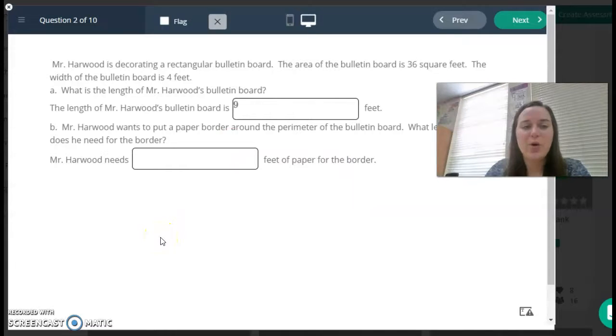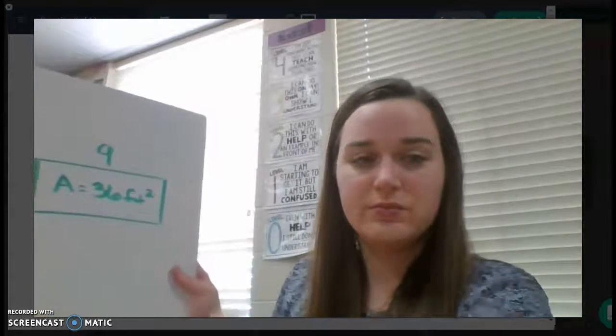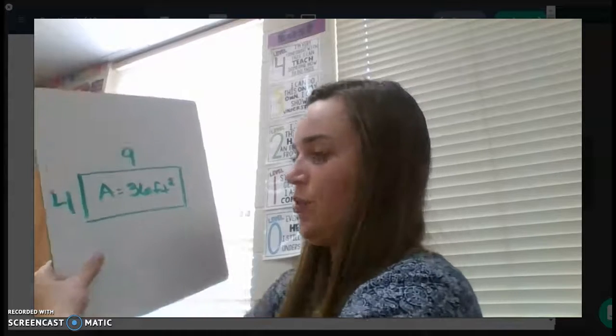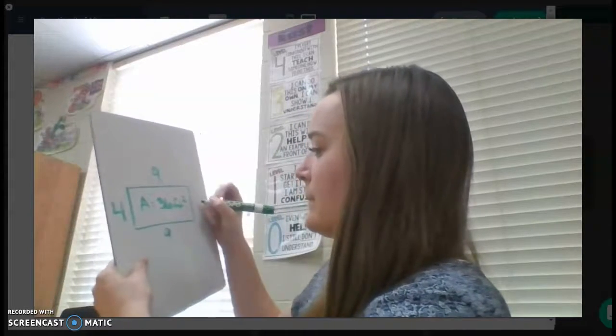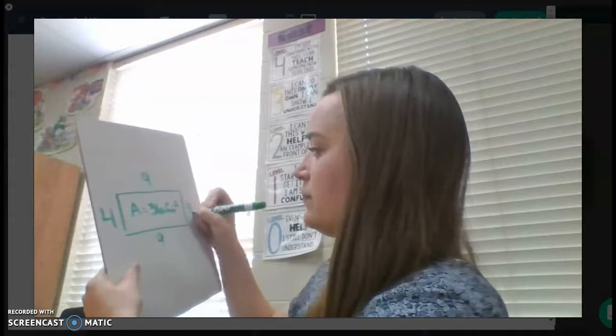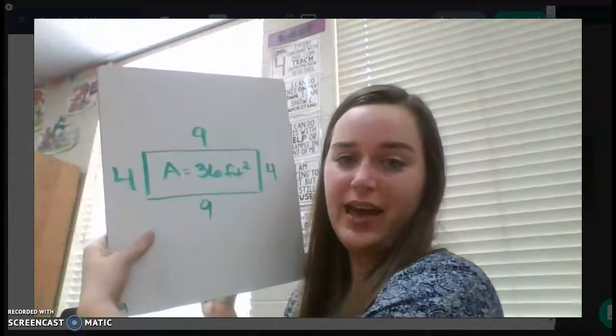B. Mr. Harwood wants to put a paper border around the perimeter of the bulletin board. What length of paper does he need for the border? Okay, so now that we have the 2 sides, we need to find out the perimeter. So I can do that simply by filling in the rest of these, and then we can add it all up.